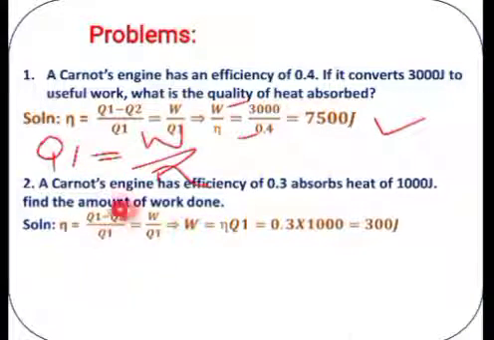From the same expression which we already applied for the previous problem, the same formula we have to apply for the second one also, but only in this case we have to rearrange it for work done. Work done is equal to eta into Q1. So eta is equal to 0.3, Q1 is 1000. After simplification, how much did we get? 300 joule. Next problem.